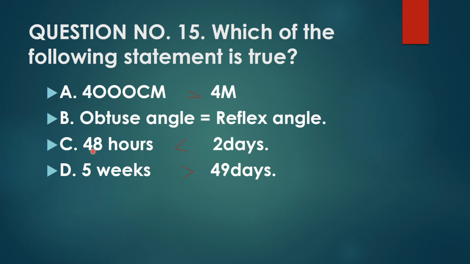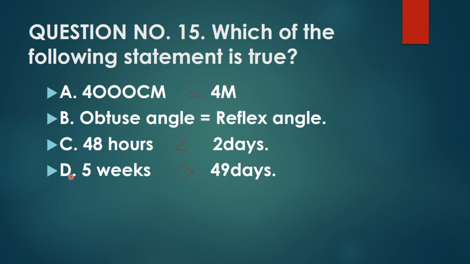Then choice C says 48 hours is less than 2 days. Is it true? Remember, one day is 24 hours. So if you divide this one into days, we divide by 24, you'll get it is 2 days. So if I say 2 days is less than 2 days, is it true? No, it's supposed to be they are equal. So if the sign here will be equal, the statement will be correct, but this one it is false.